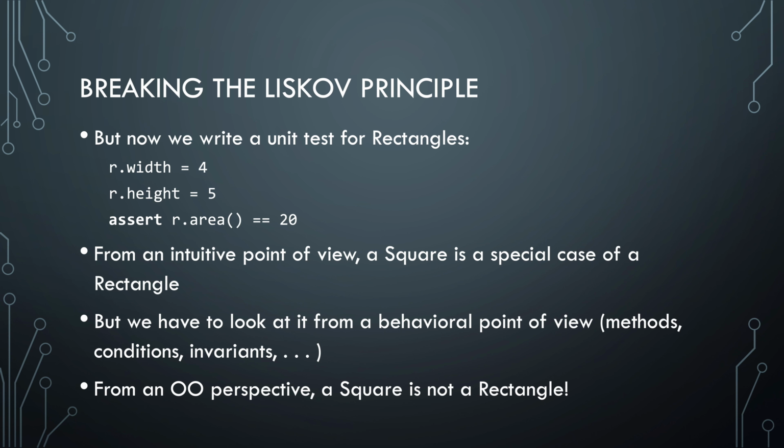Even if intuitively a square is a special case of a rectangle, you also have to look at it from a behavioral point of view, taking into consideration the methods that a class has, the conditions, and the invariants. When you look at it this way, from an object-oriented principle, a square is not a rectangle.